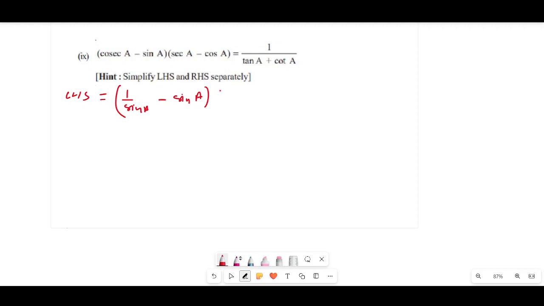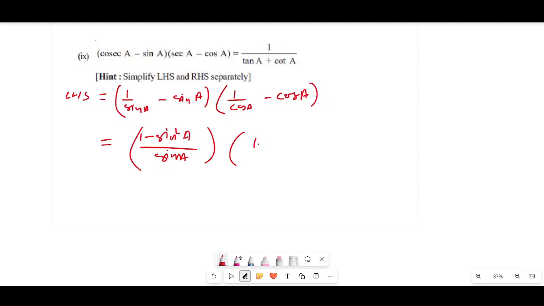and 1 upon cos A minus cos A. This will be 1 minus sin square A upon sin A, and 1 minus cos square A upon cos A. Clear?